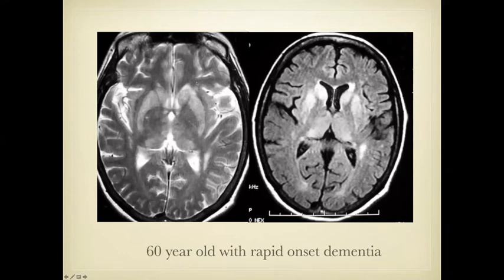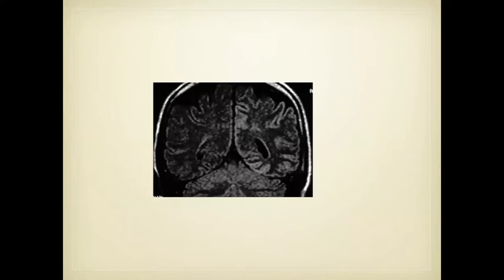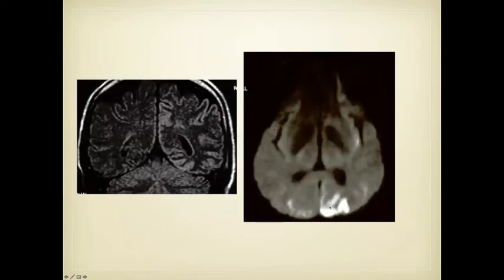This is what it looks like on the diffusion weighted scan. So again, this is an entirely typical appearance of a relatively rare disease. This is Creutzfeldt-Jakob disease or mad cow disease. This is a variation of the theme. You see the asymmetry of the cortex here and here, patient with a similar history. This is a cortical manifestation of CJD.